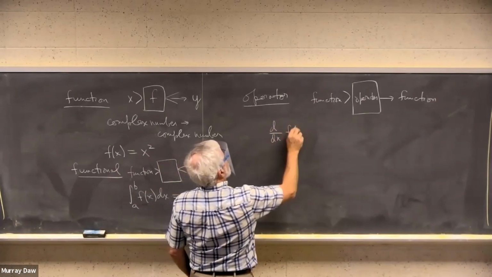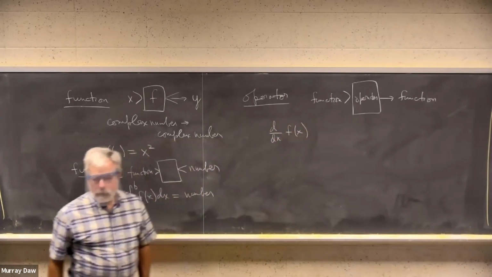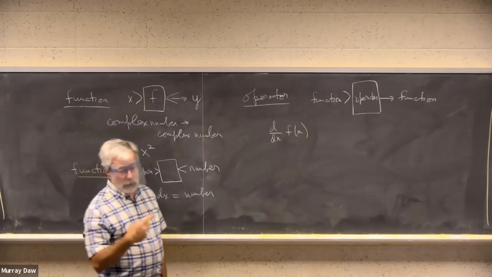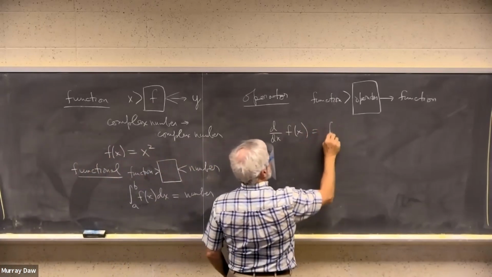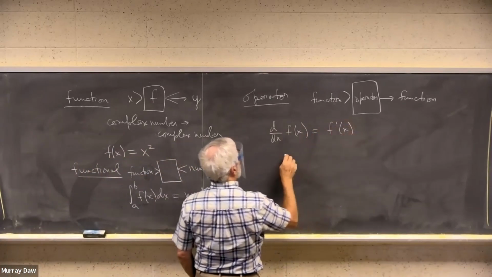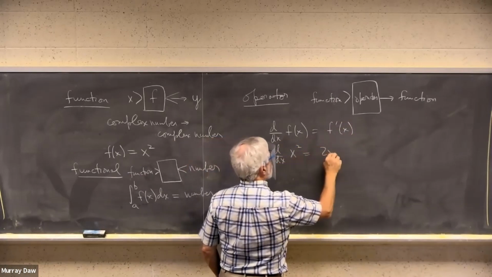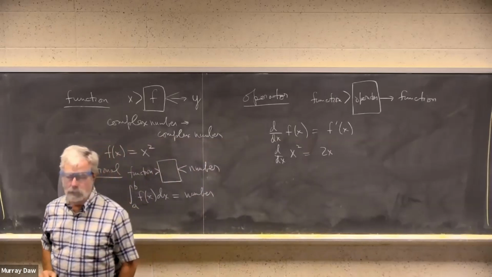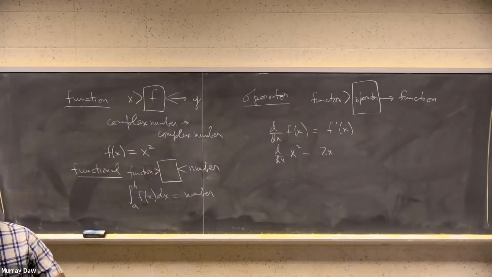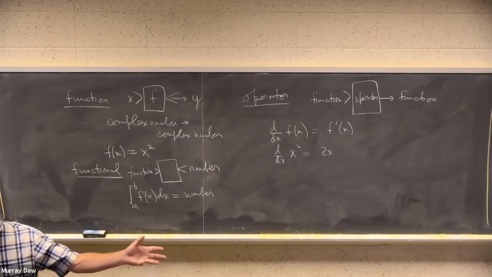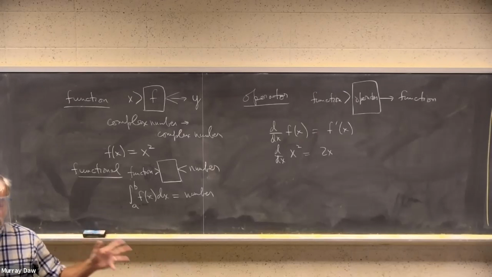So think of this. The derivative of a function produces another function, which we call f prime. F prime is just another function. So the derivative of x squared is a different function, it's 2x. So I take any function as an input, then I produce another function. The derivative produces a particular function.